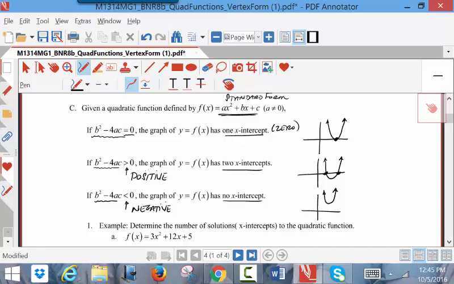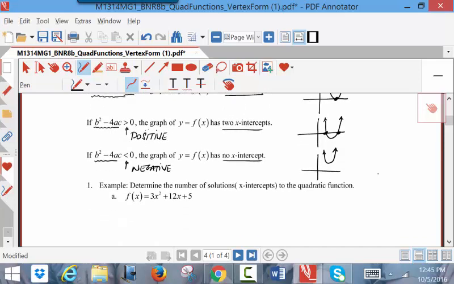So what they're going to do is they're going to say, okay, how many x-intercepts does this quadratic function have? And you're going to come in here and you're going to compute b squared minus 4ac. If it equals 0, you have one x-intercept. If it's positive, you have two x-intercepts. And if it's negative, you have no x-intercepts. So that's where this is going.